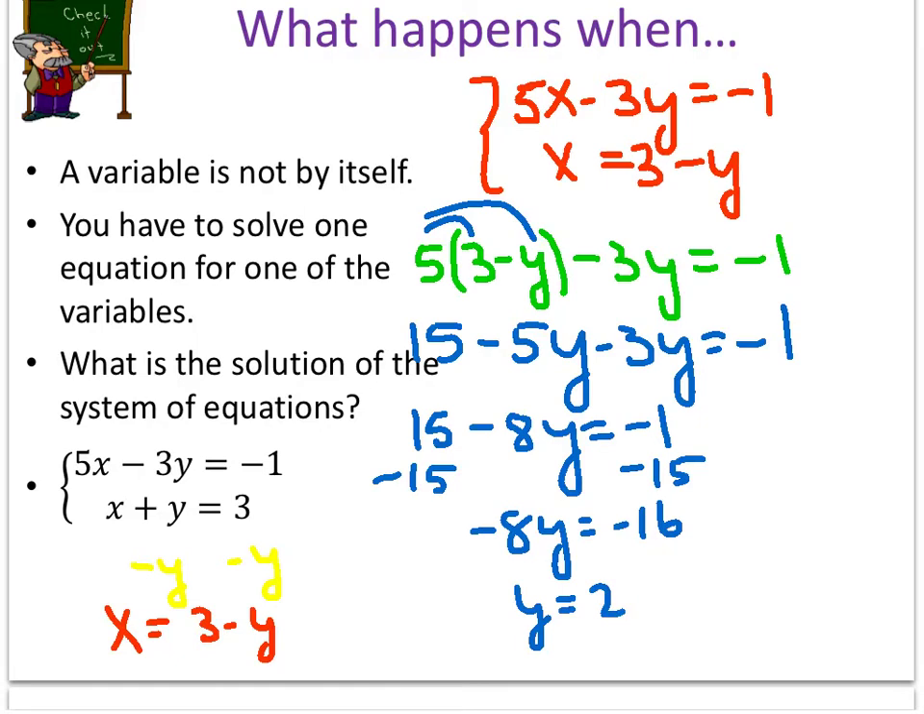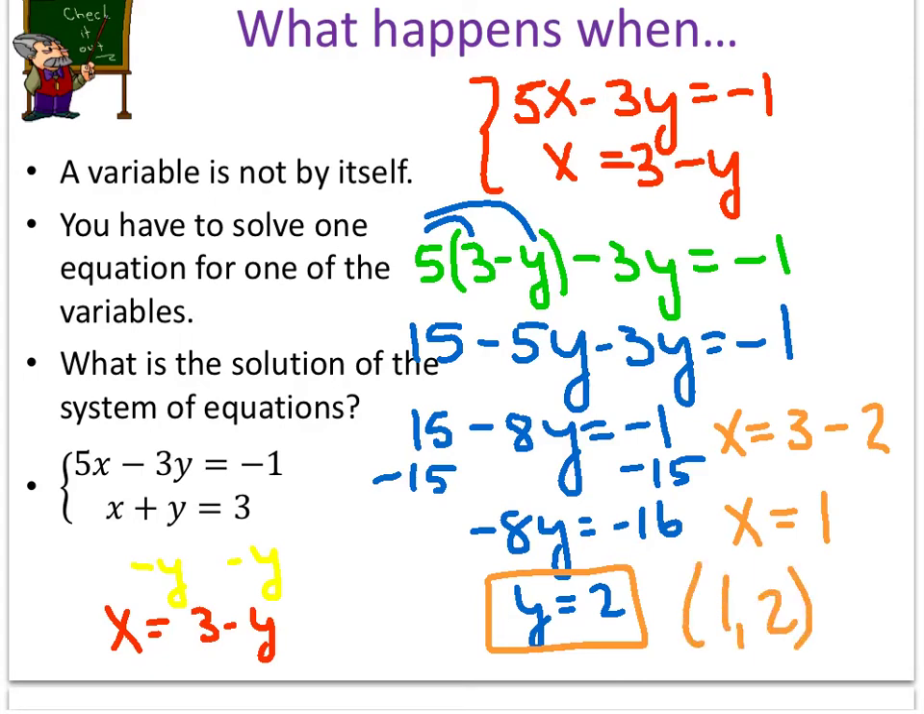So now I need to find the x that matches this guy. So I'm going to take this y value and plug it in here. All right, so it's easier to plug it into the problem that's already solved for the variable. Okay, so to make my life easier, I'm going to plug it in there. So I'm going to have x equals 3 minus 2. Well, then x is just going to be 1. So my final answer is going to be 1, 2. And I could go ahead and you should plug this in to make sure that you are correct.